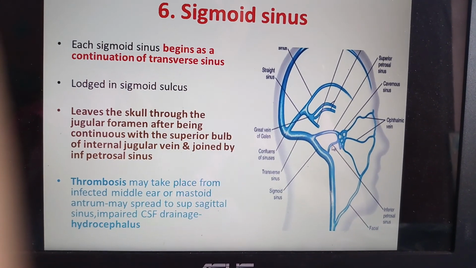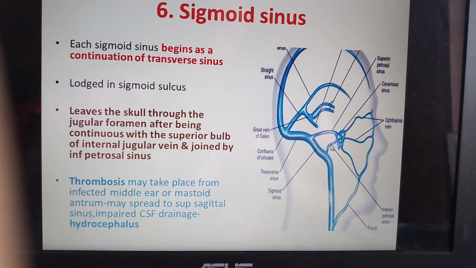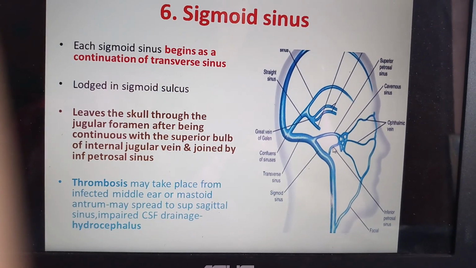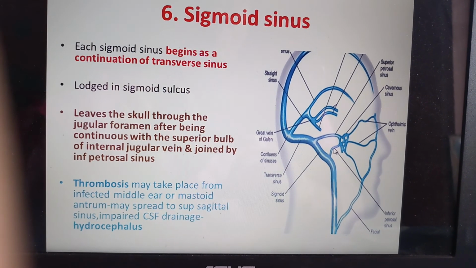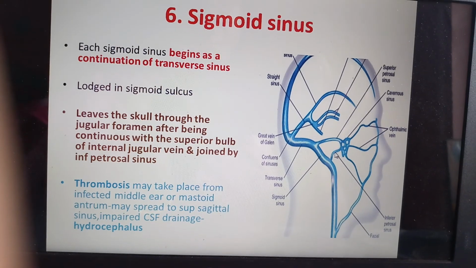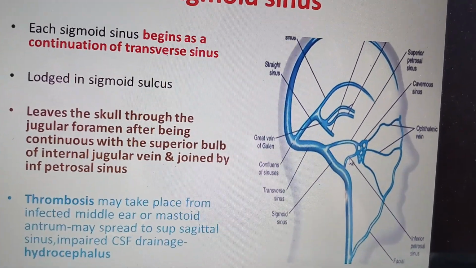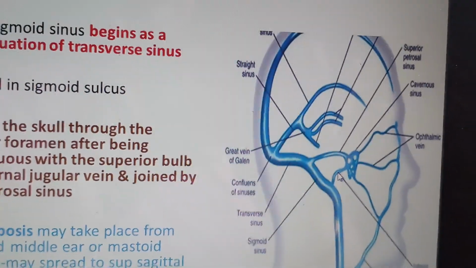Thrombosis of the sigmoid sinus may take place from an infected middle ear or mastoid antrum, and it may spread to the superior sagittal sinus. Impaired CSF drainage or hydrocephalus may occur as a result of sigmoid sinus thrombosis.